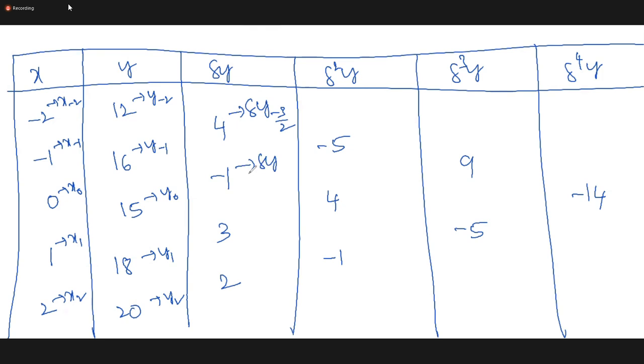What is this value? Average of -1 and 0 is -1/2. This is small delta y, 1/2. This is small delta y, 3/2. Next, this is the average of -3/2 and -1/2. So delta square y.